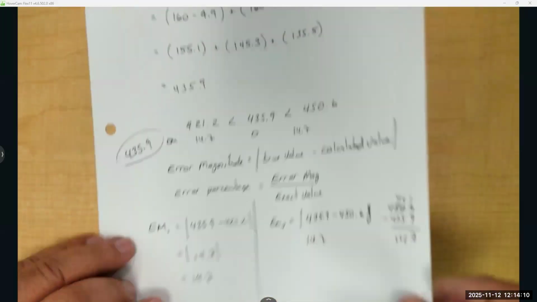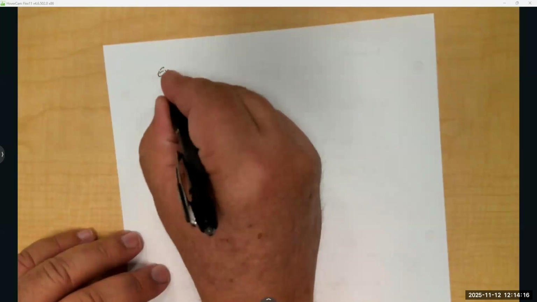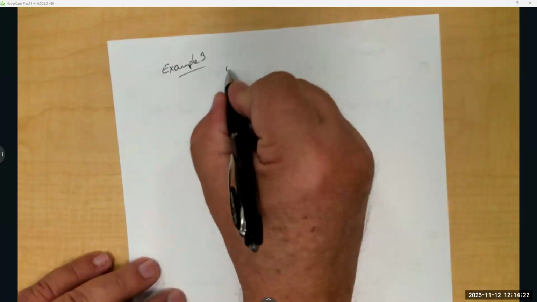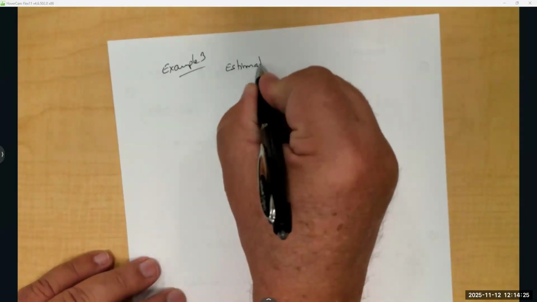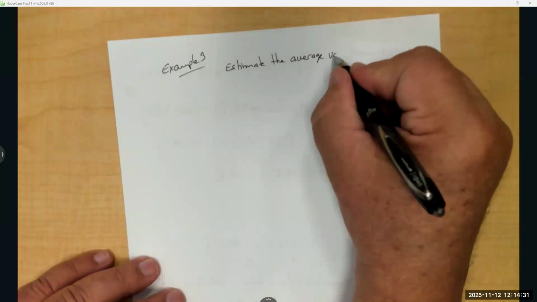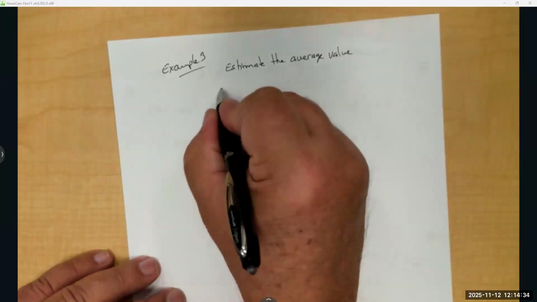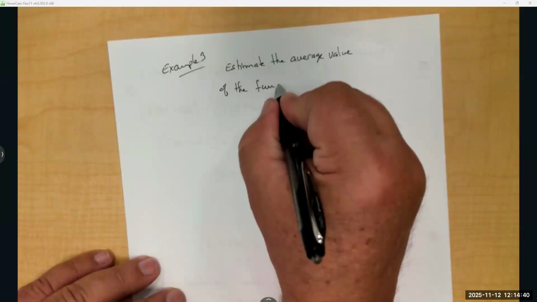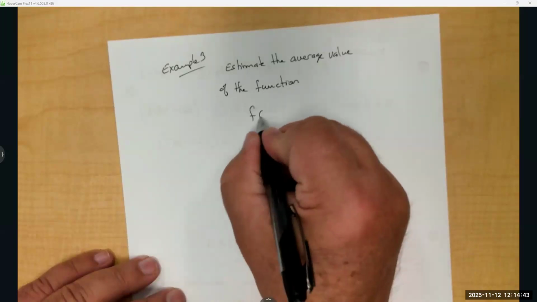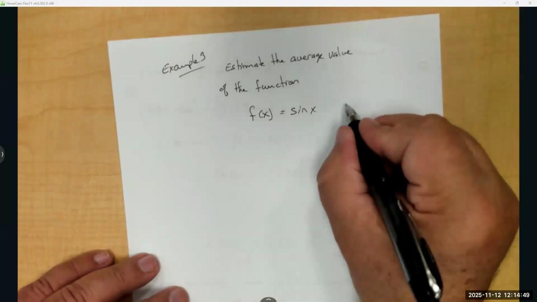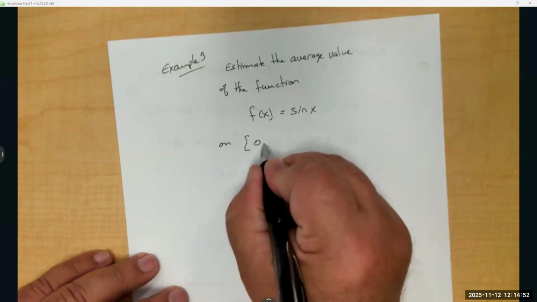Oh, let's look at the trig function. Since we're here, let's look at a trig example. Since you all like trig so much. Estimate the average value of the function f of x equals sine x on the interval 0 to pi.